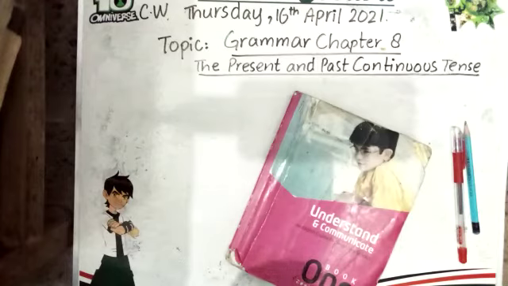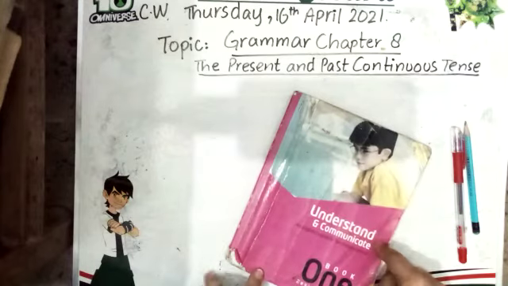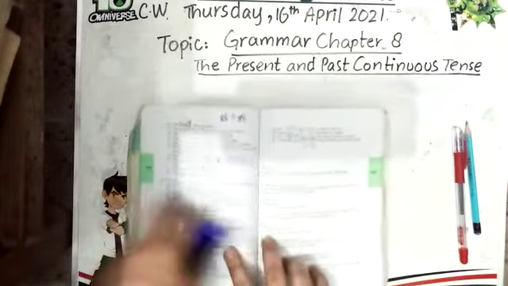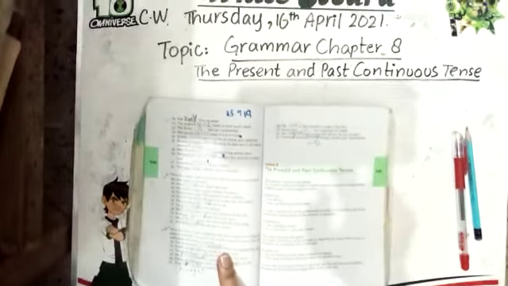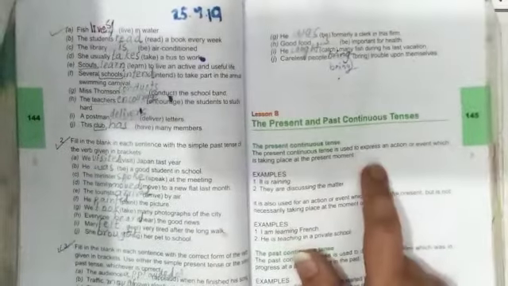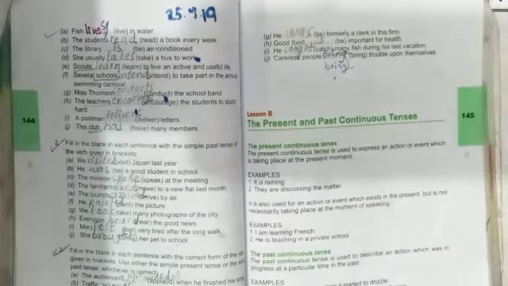So today is Thursday, 16th of April 2021, and today the topic we are going to have is grammar chapter number 8, which is the present and past continuous tense. So just take out your Understand and Communicate books and open this book on page number 145. Here you go. This is chapter lesson number 8, the present and past continuous tense, on page number 145. So we are going to discuss this chapter today.